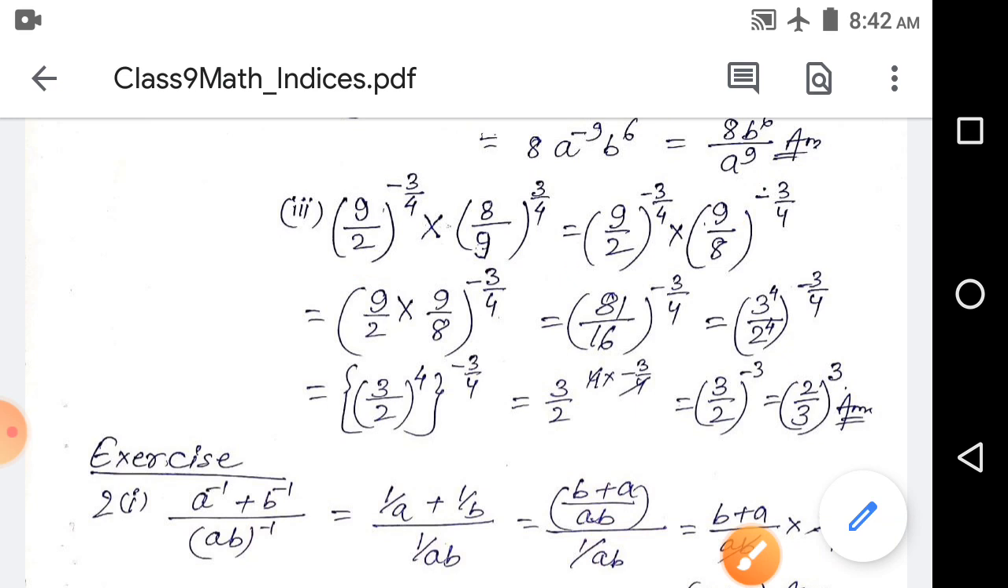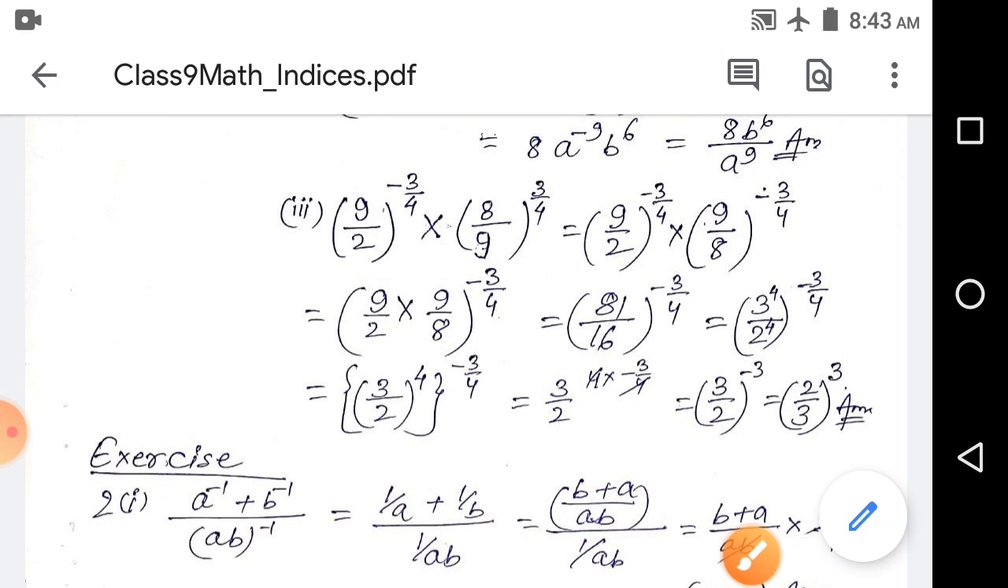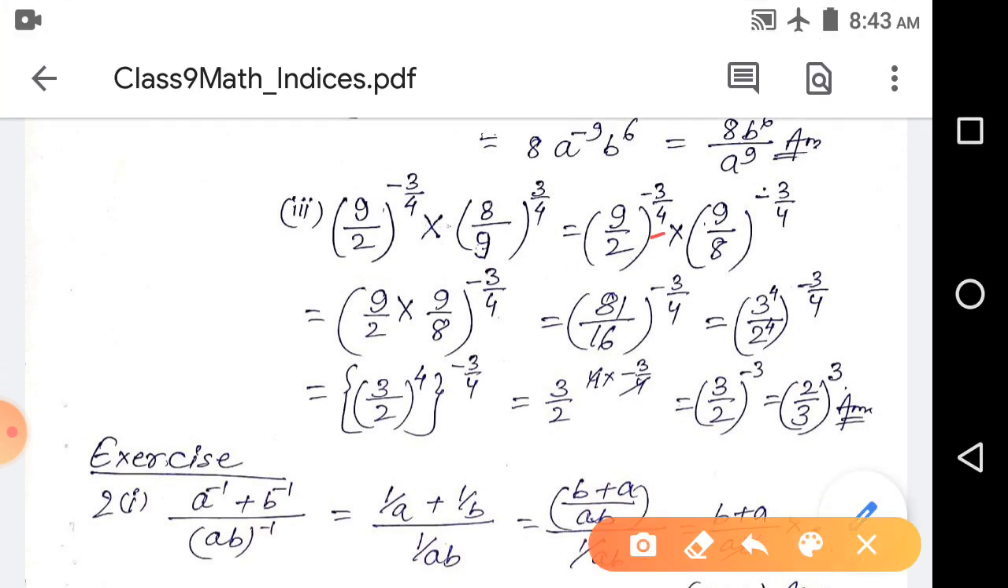But for this second term, we will take the reciprocal and insert a negative sign. When we have a positive exponent, here we have 3 by 4, this is a positive exponent and this is 8 by 9. If we take the reciprocal 9 by 8, then we will take the exponent with a negative sign. So why do we take this negative exponent? Only to make these two same. So after that we have 9 by 2 and 9 by 8, two bases with the same exponent, minus 3 by 4, minus 3 by 4.